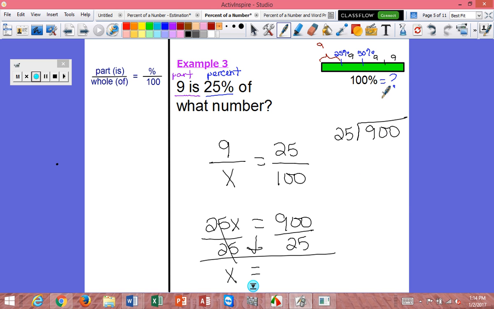All right, 25 can go into 90 3 times. That is 75 with 15 left over. And then 25 goes into 150 6 times. So x would equal 36. And yes, that is what we already estimated based on our diagram.